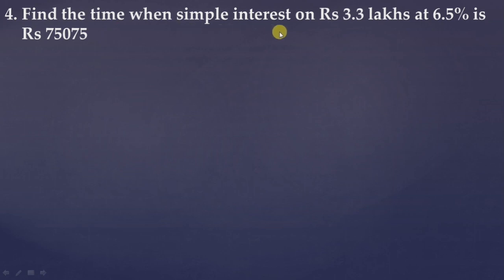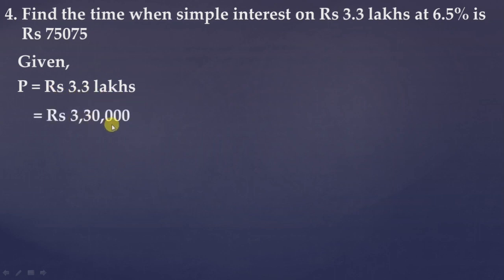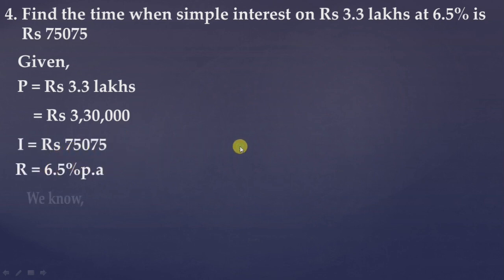My next problem, find the time when simple interest on rupees 3.3 lakhs at 6.5% is rupees 75,075. So I need to find time. This is your principal, this is your interest, and this is your rate. Given principal is rupees 3.3 lakhs, which means 3,30,000. Interest is 75075. Rate is 6.5% per annum.